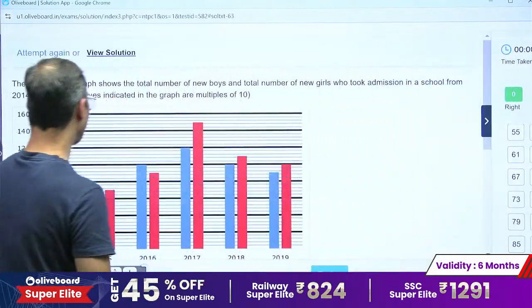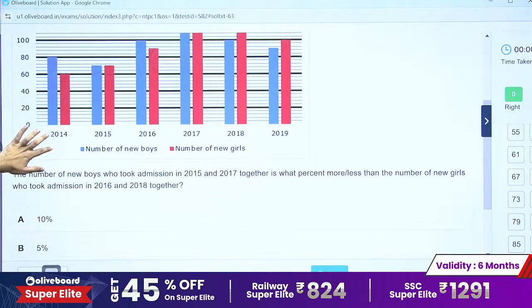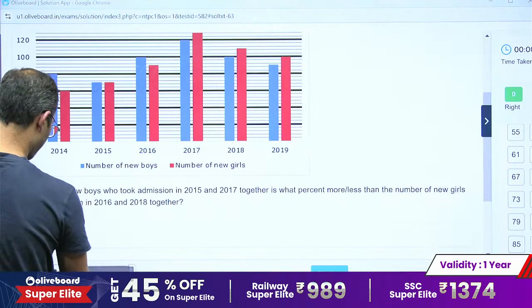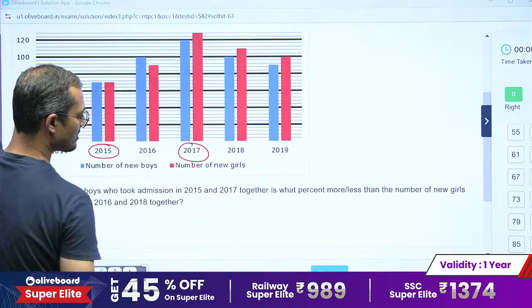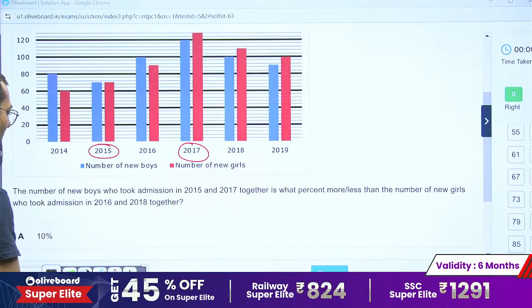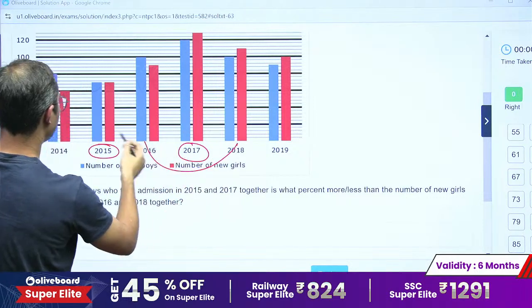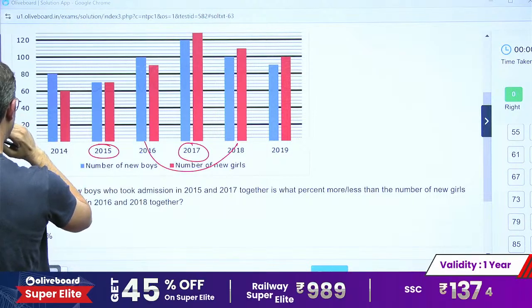So again, this is the DI question, very simple question, right? The new number of boys who took admission in 2015 and 2017 together is what percent more or less than the new girls who took admission in 16 and 18, right? So for the number of girls, simply we can say that here is the difference.